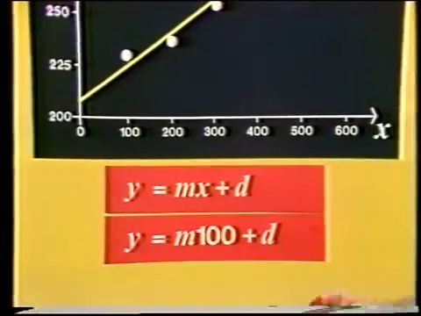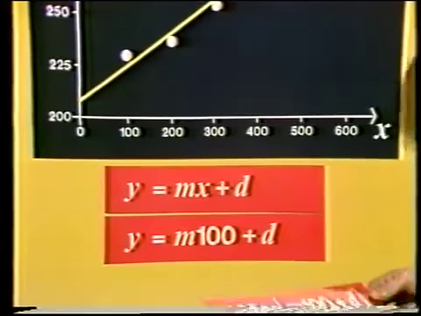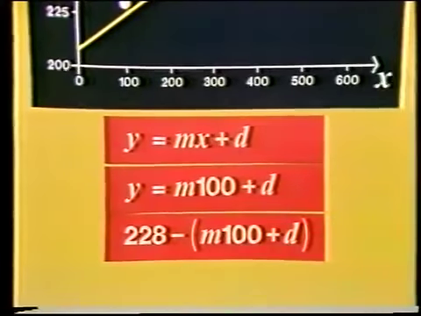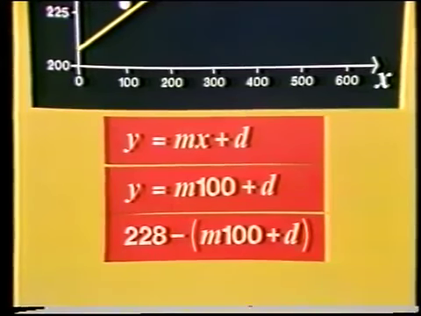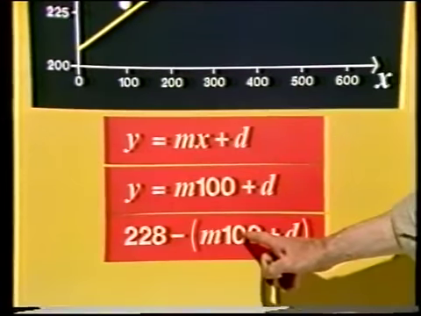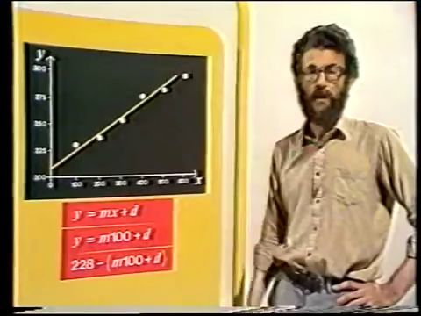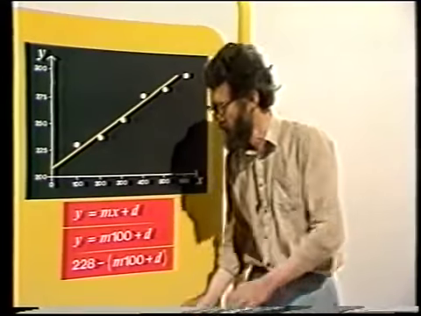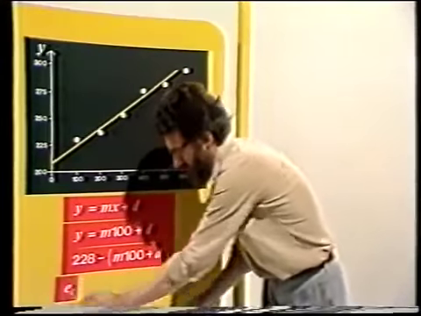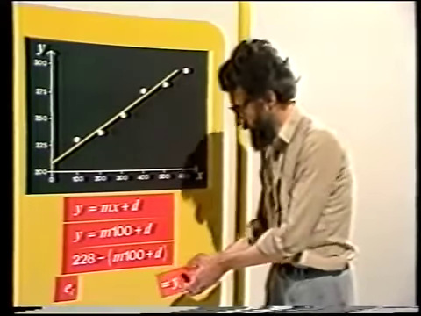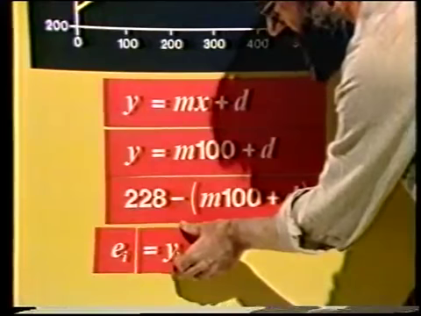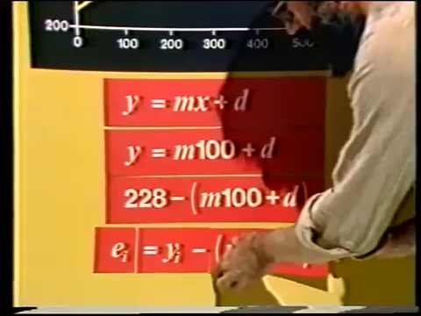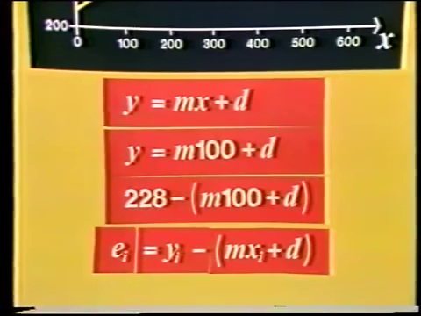On the other hand, the measured value of y there was 228. And so the error is 228 minus m times 100 plus d. In other words, it's the data minus the fit. It's the residual. If I take a general data point, xi, yi, the error, or the residual, ei, is going to be the measured value, yi, minus the predicted value, m times xi plus d.